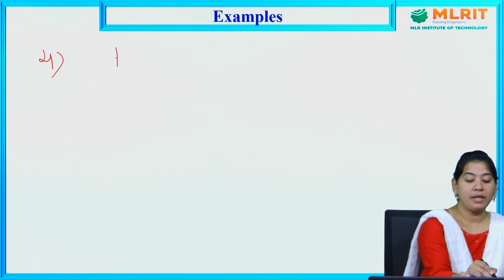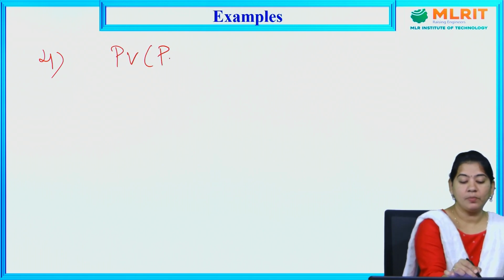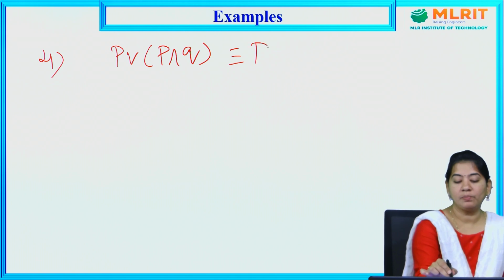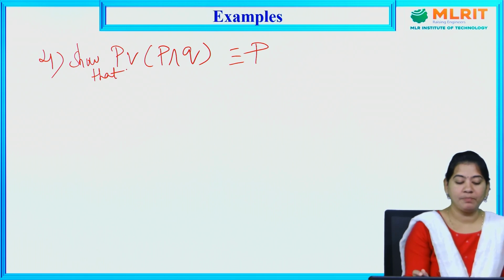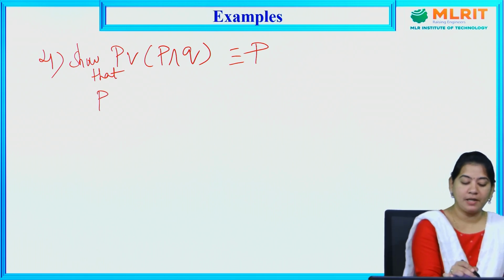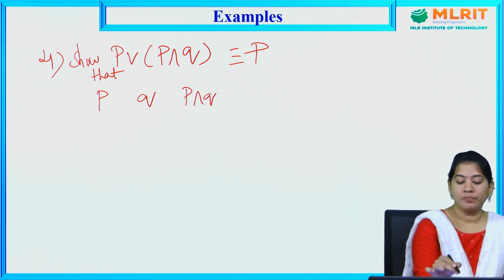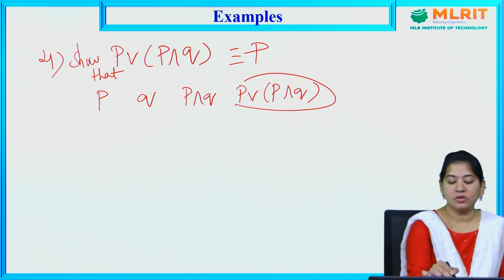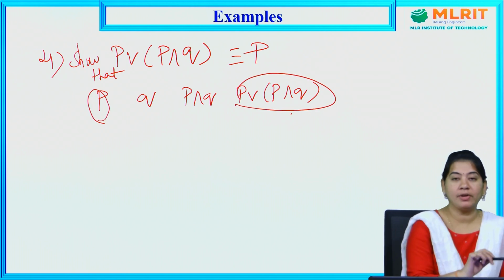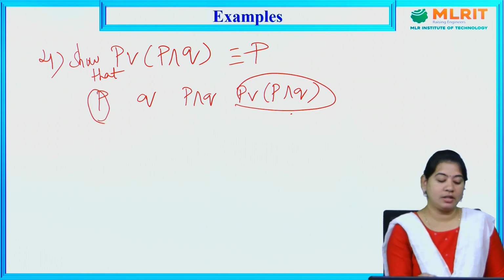So, next let us go for another problem here. P or (P and Q) is logically equivalent to P. Show that P or (P and Q) is logically equivalent to P. So here you need to consider P and Q, and P and Q. Here you need to write P or (P and Q). If the last column of this is equivalent to the P column, then we can say that both are logically equivalent here.